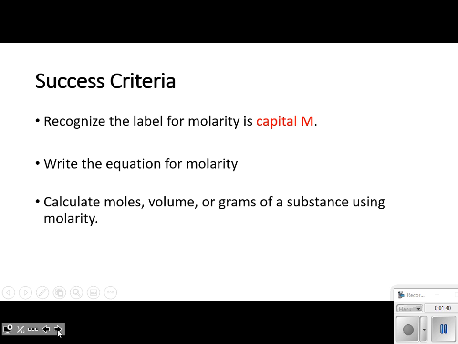We will write the equation for molarity, and we will calculate moles, volumes, and grams of a substance using the molarity. Now, we did a lab earlier dealing with the molar volume of a gas, where I used a eudiometer and I demoed it for you at the back of the room. When we did that, we used a hydrochloric acid that was 6M HCl. So what that means is that was a 6 molar solution of hydrochloric acid. So that was the concentration.